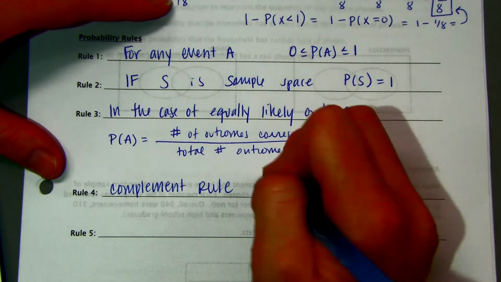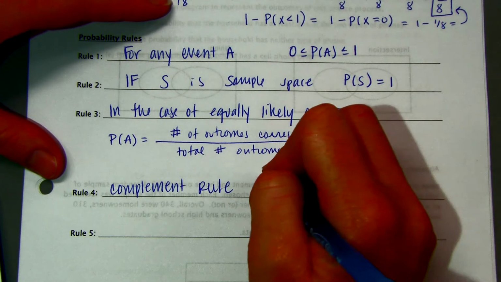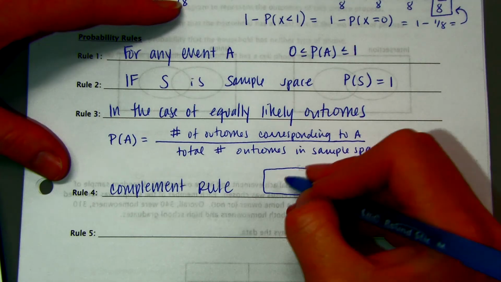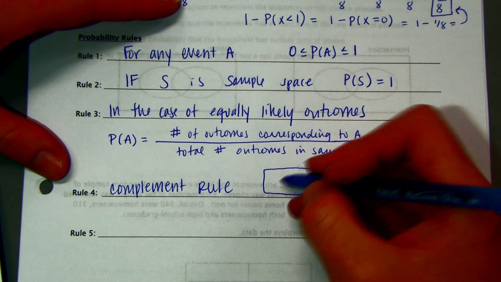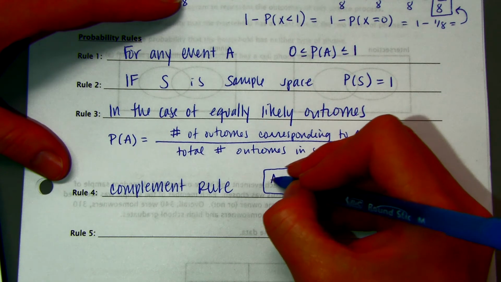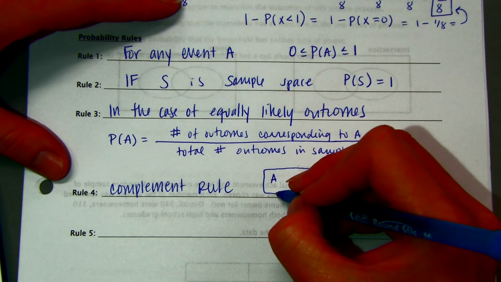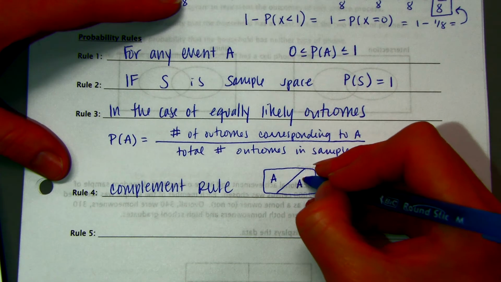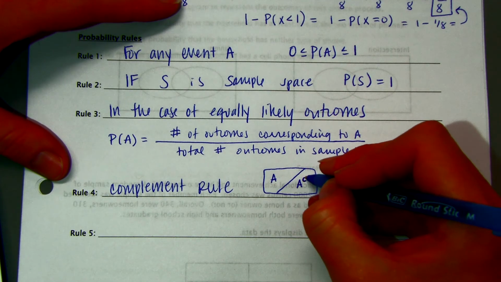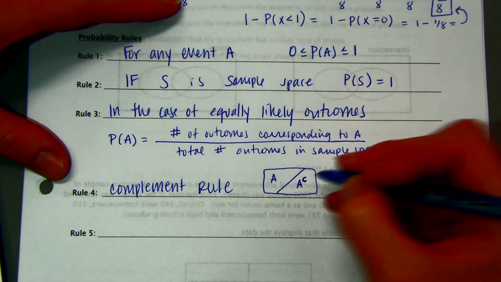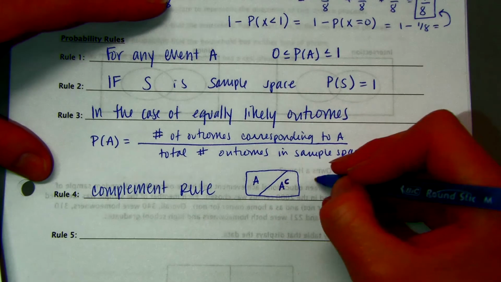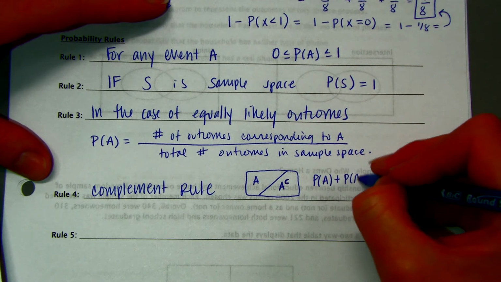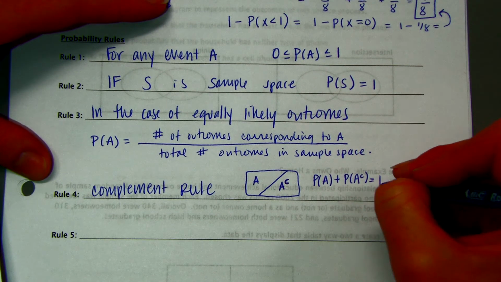So let's say that this is my sample space and I have all of the elements inside my sample space, and let's say I want to find the probability of getting A. Well, anything that's not A, I can call a complement. We use a little superscript C here, such that the probability of A plus the probability of A complement is equal to 1.